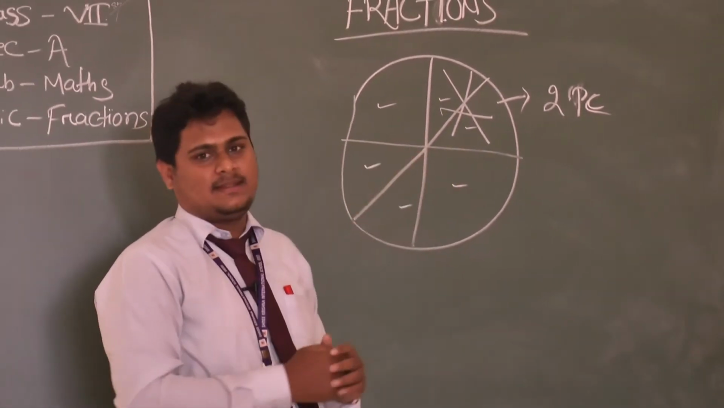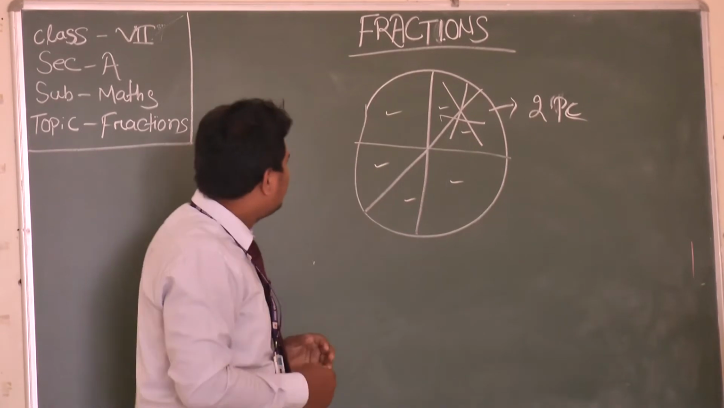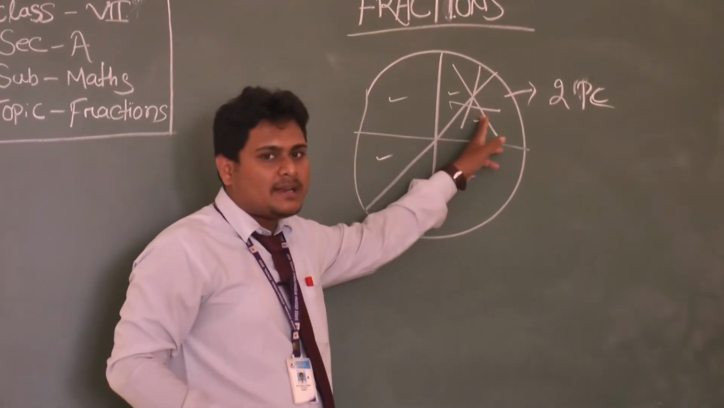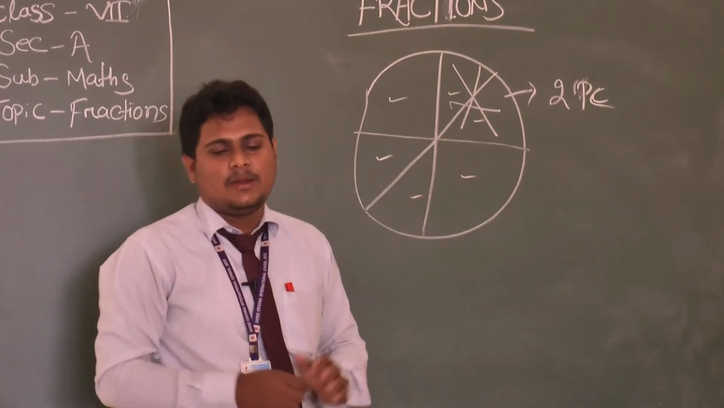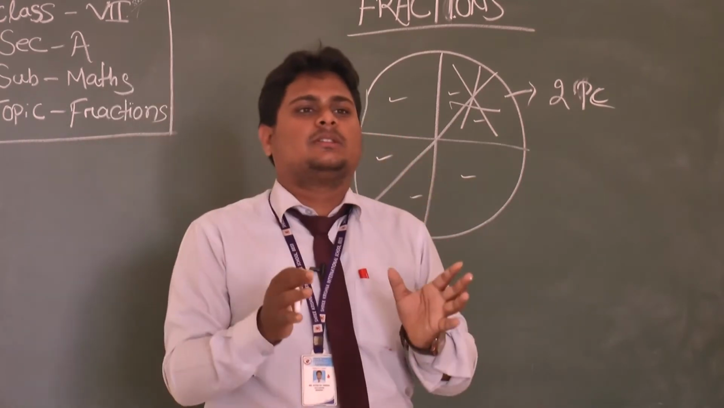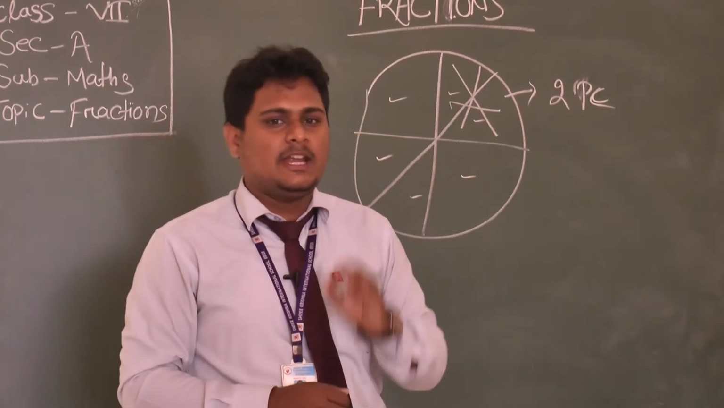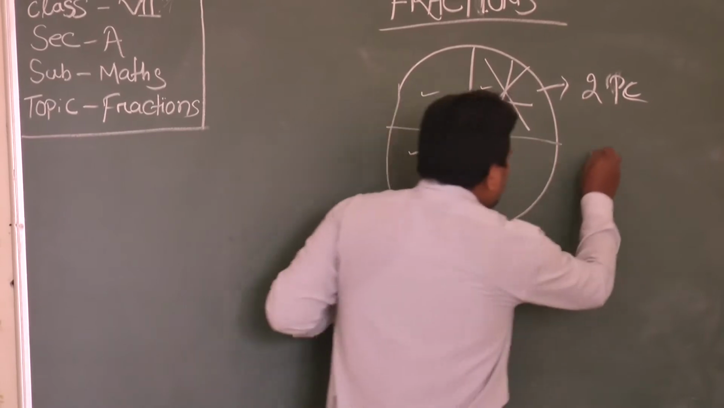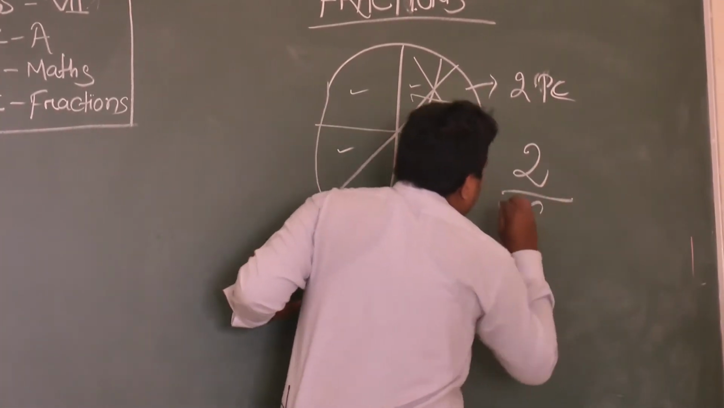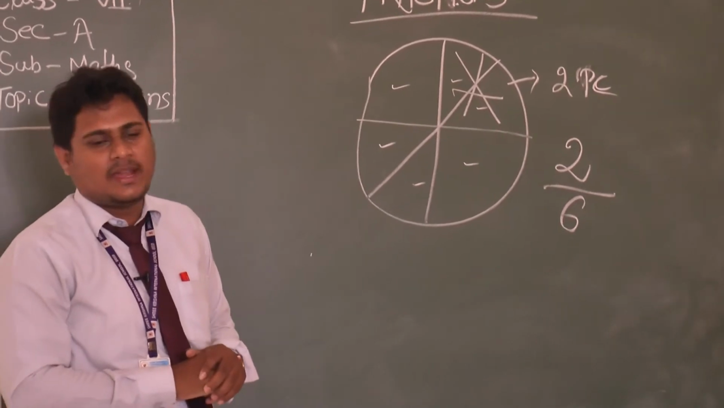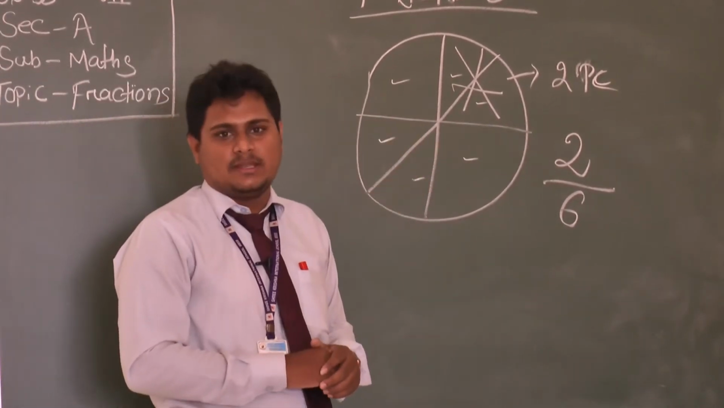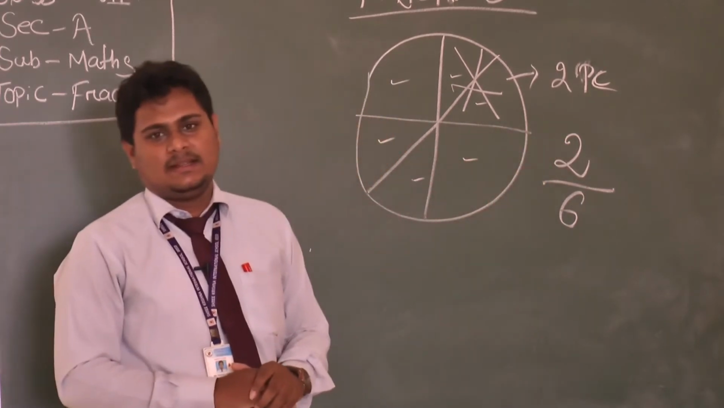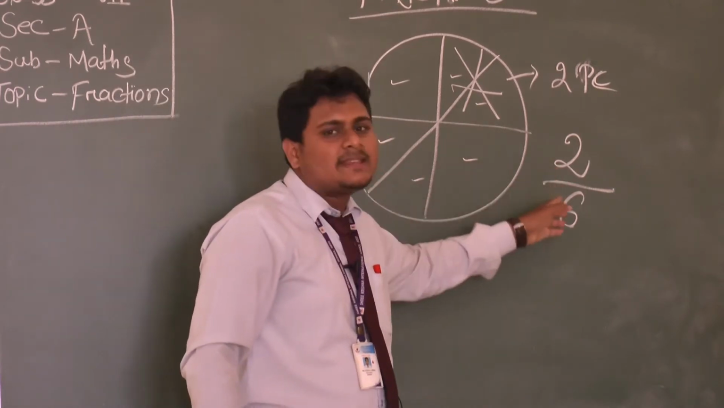Okay, 2 parts. So how many parts are there now? 1, 2, 3, 4. But your brother ate 2 parts from the 6 parts. From the 6 pieces your brother just ate 2 pieces. It means if you write it in fraction form, it will be 2 by 6. Okay, so it is the fractional way. It means from the 6 parts your brother ate 2 parts, and that is written as 2 by 6.